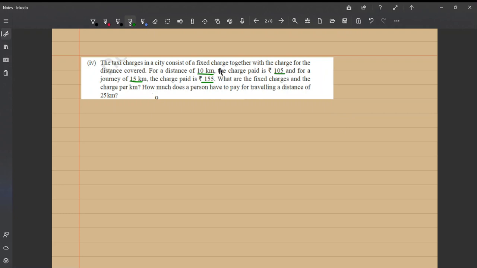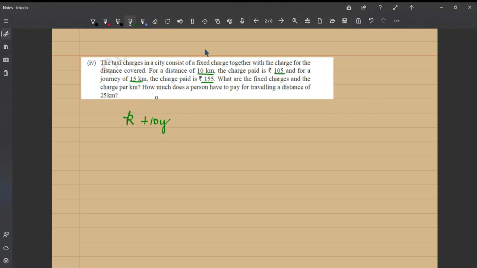We have a fixed charge. Since it's always fixed, let us assume it as K, a constant. Right? K is the fixed charge. It's a constant. So when you travel 10 kilometers, 10 into y. y would be the charge per kilometer. So 10 into y is the charge for 10 kilometers.